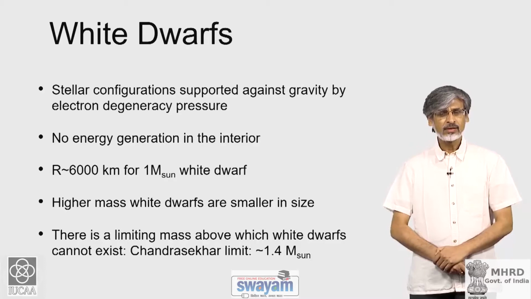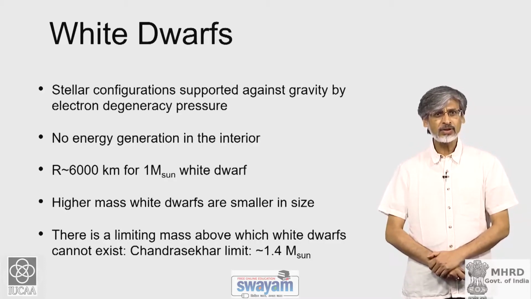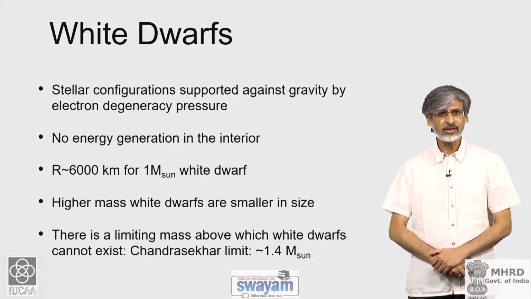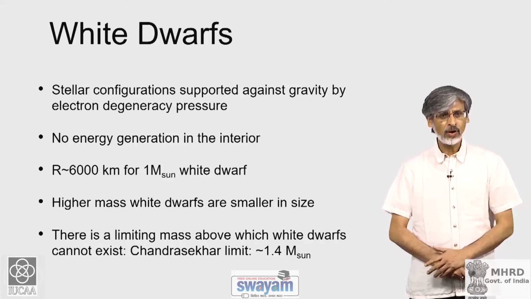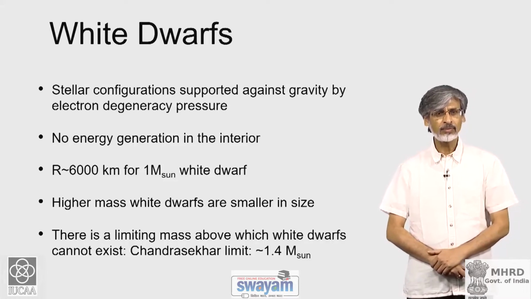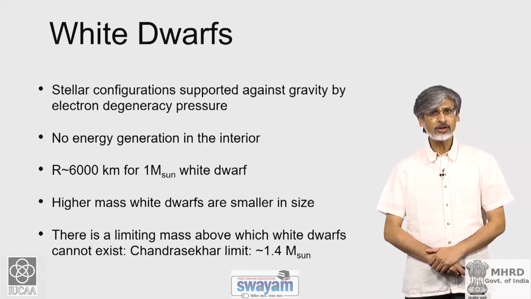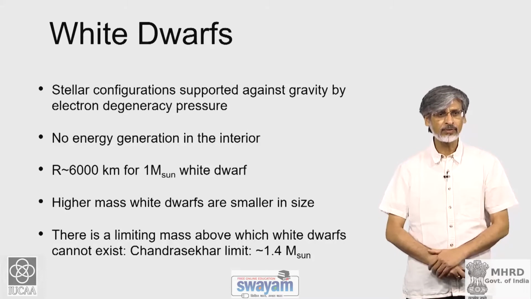The scale and dimension of white dwarfs are roughly, for example, the radius being about 6,000 kilometers for the white dwarf of a mass of 1 solar mass. However, higher mass white dwarfs are smaller in size and lower mass white dwarfs are larger in size.